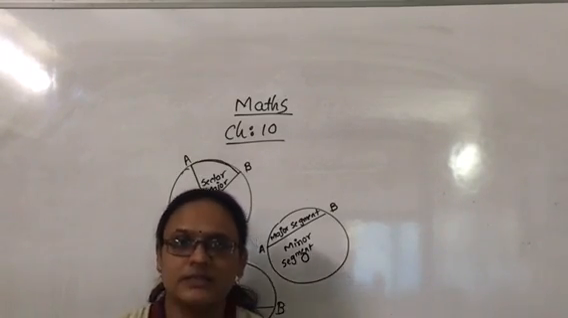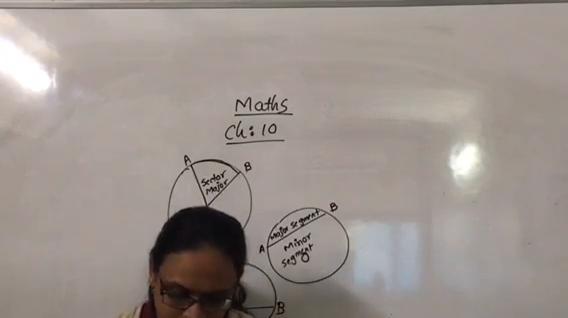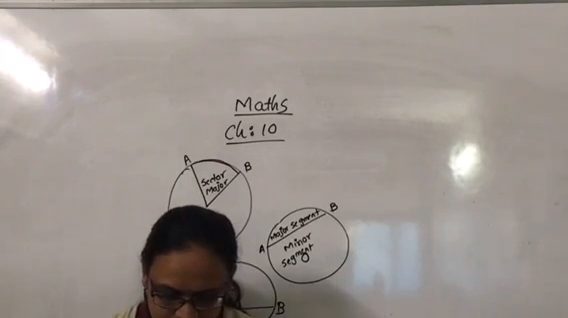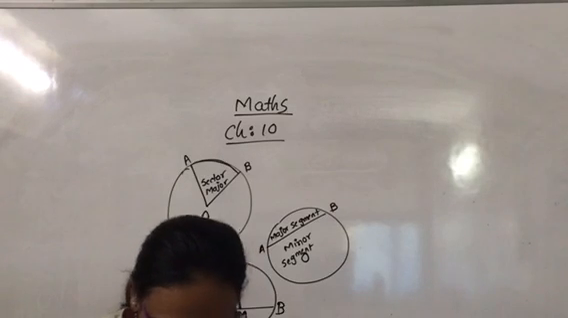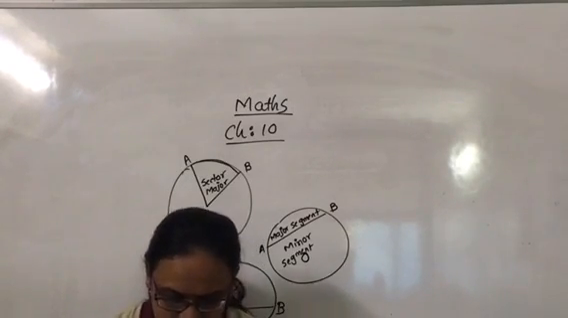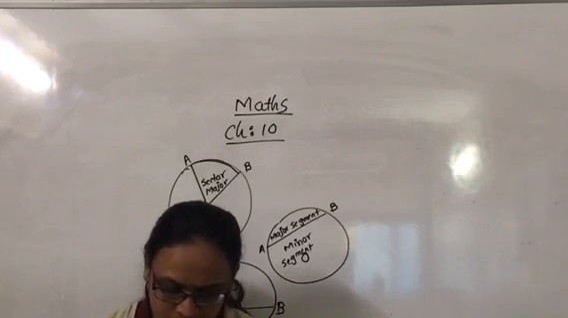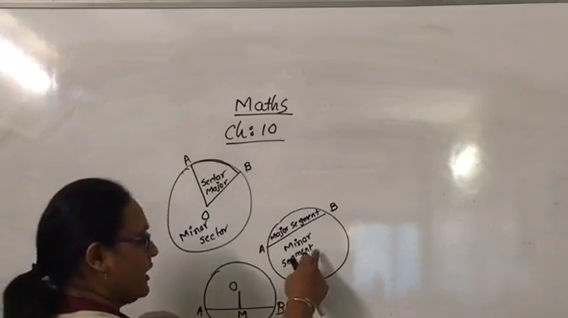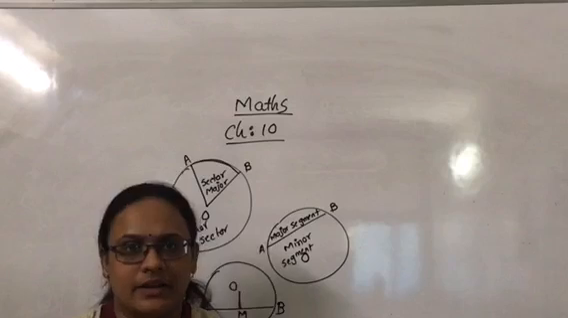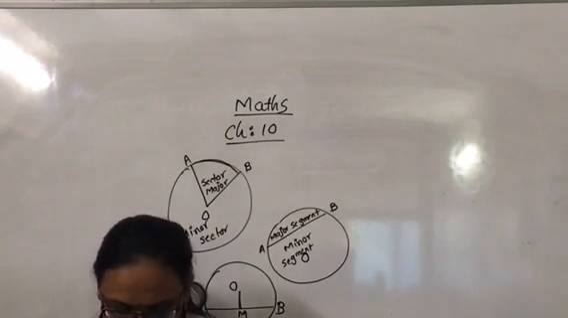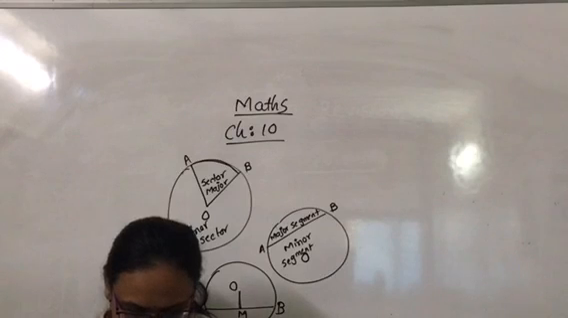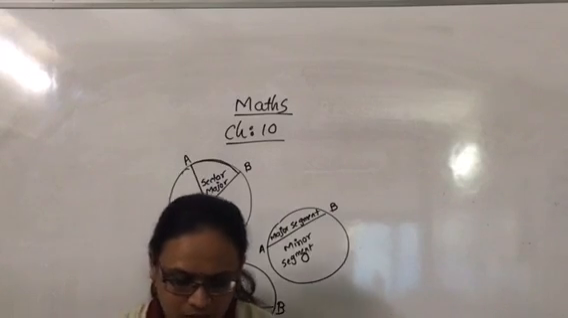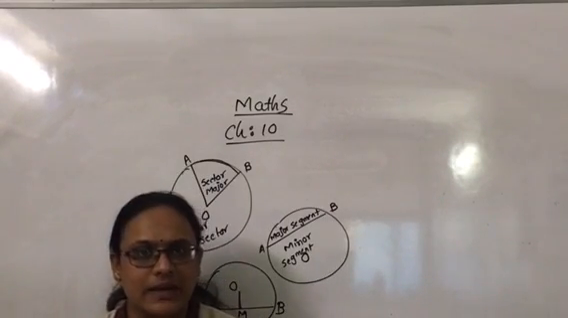This is the definition of a circle: the collection of all the points in a plane which are at a fixed distance from a fixed point in the plane is called a circle. That fixed point is known as the center, and the fixed distance from the center is known as the radius. The fixed point is called the center of the circle and the fixed distance is called the radius of the circle. In figure 10.3 we are given a circle with radius OP and center O.